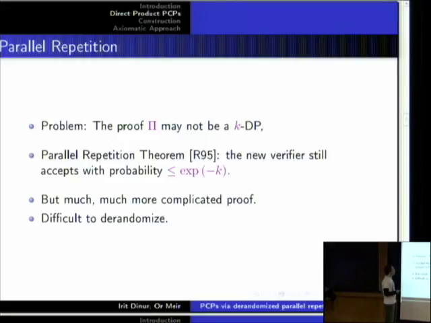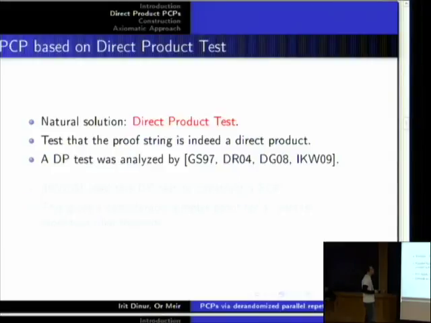So let's see indeed how we may bypass this problem, and the solution is simply to force the prover to give us a K direct product. And this can be done by using a direct product test. That is, we will use some test that will check that the string we got from the prover is a direct product, and if it says that it is not a direct product, we will reject. So if a prover wants to convince us, he will have to provide us with something that at least looks like a direct product in a way. And such a direct product test was indeed suggested and analyzed in a sequence of papers.